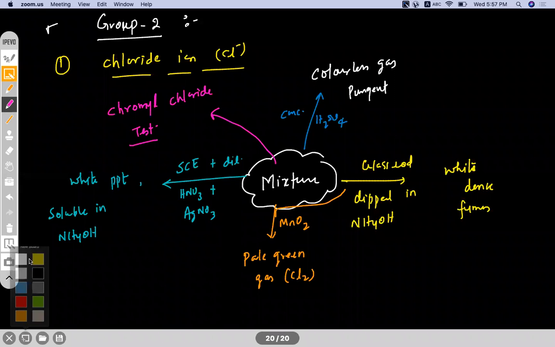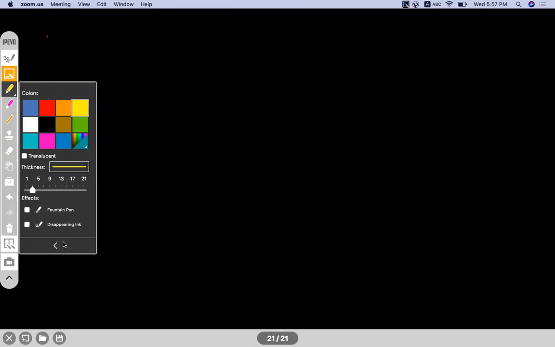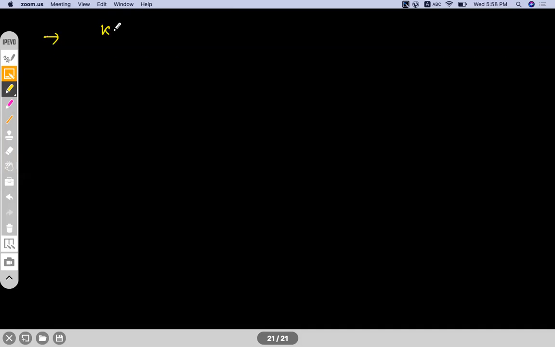Okay, look at the reaction now. The reaction is KCl with H2SO4, Cl minus with H2SO4. If Cl minus is present, it forms KHSO4 plus HCl. So HCl gas evolves here, which gives a pungent smell. This confirms the presence of chloride ion, Cl minus, in the mixture.